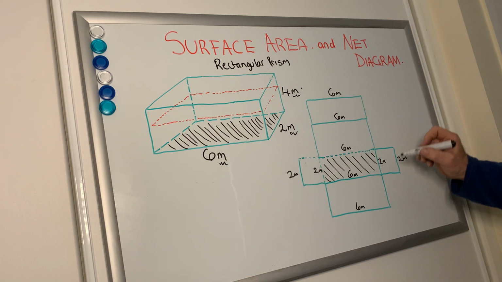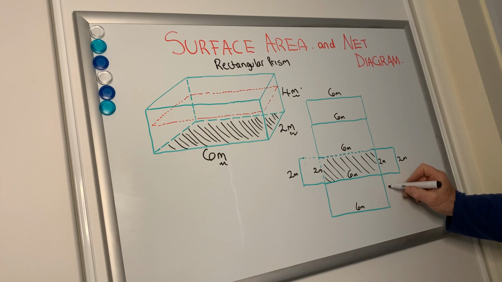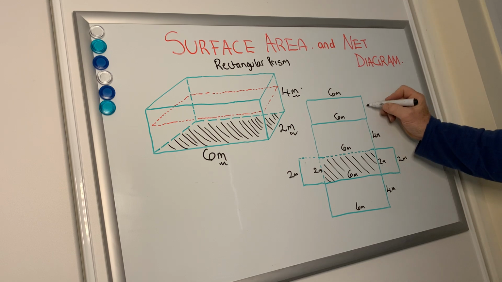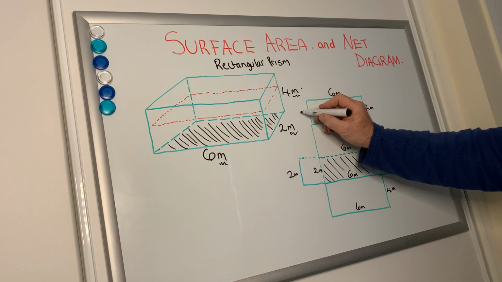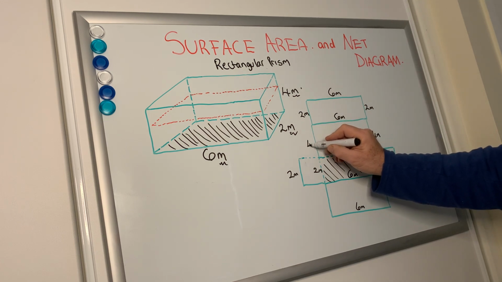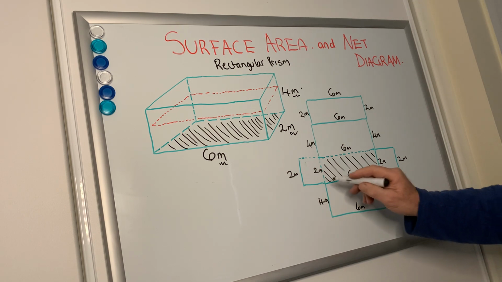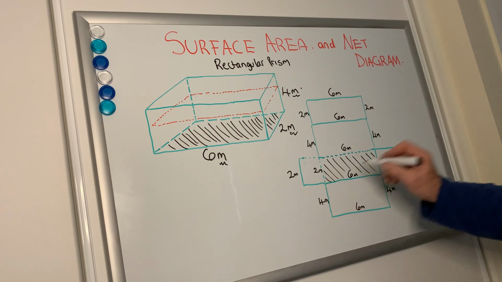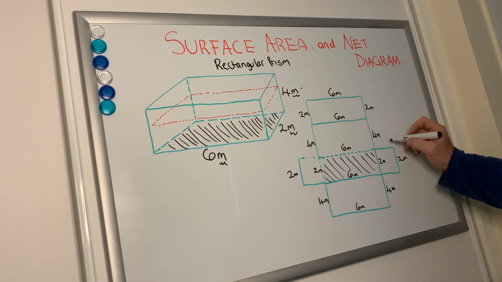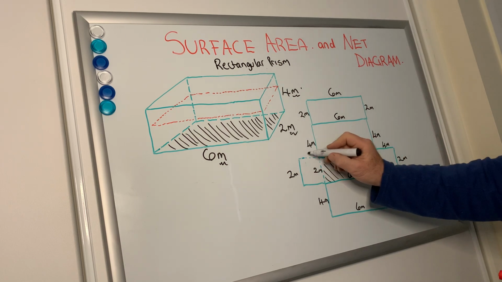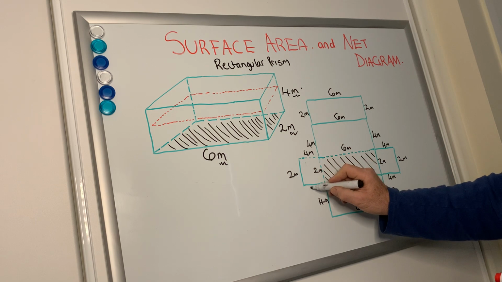Okay, then we've got our height. So our height is here, which is 4 meters. 4 meters. 4 meters. And remember, this is our top. So that's that part there, which is 2 meters. 2 meters. 2 meters. 4 meters. 4 meters. And remember, this is our height. So that's our height in there, which is also 4 meters there. 4 meters there. And 4 meters there.